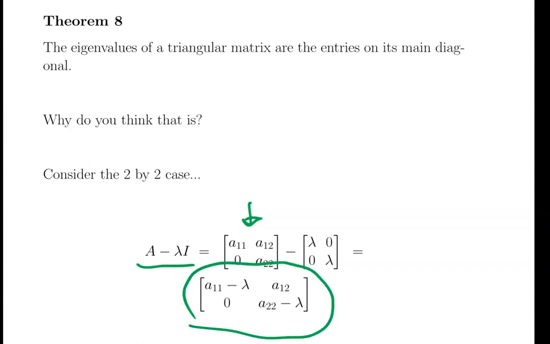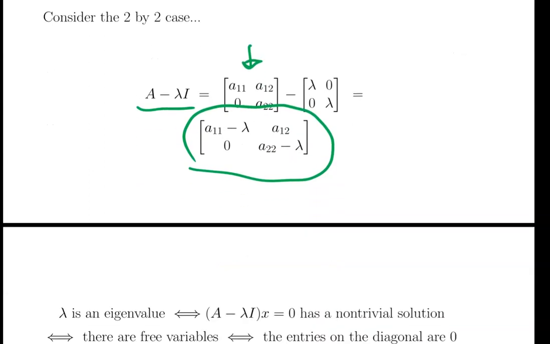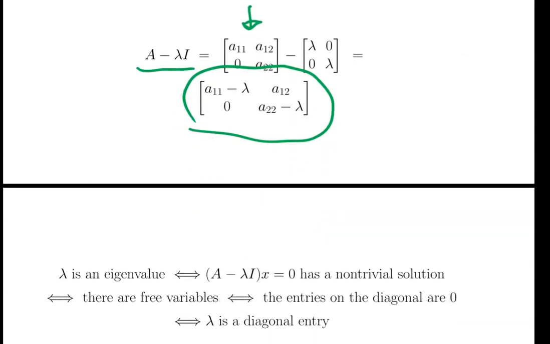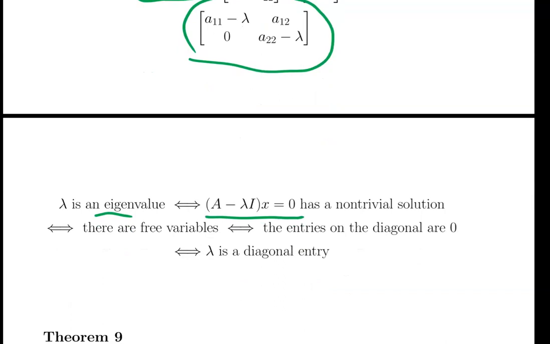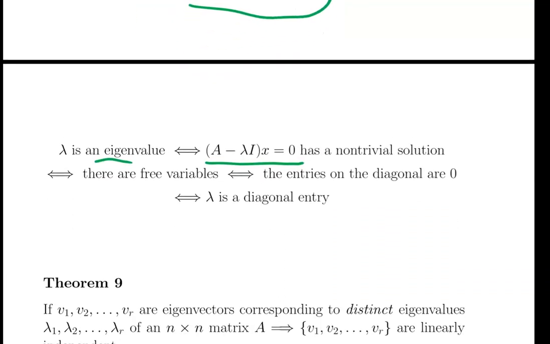Now remember, we're looking for free variables. So right, it's an eigenvalue if this equation is 0 and it's got a non-trivial solution. In other words, there are free variables. And so free variables occur when an entry on the diagonal is 0. So clearly if a11 is lambda or a22 is lambda, that's going to give you the 0. Okay, so that's very nice when you have a triangular matrix because it's easy to see what the eigenvalues are.